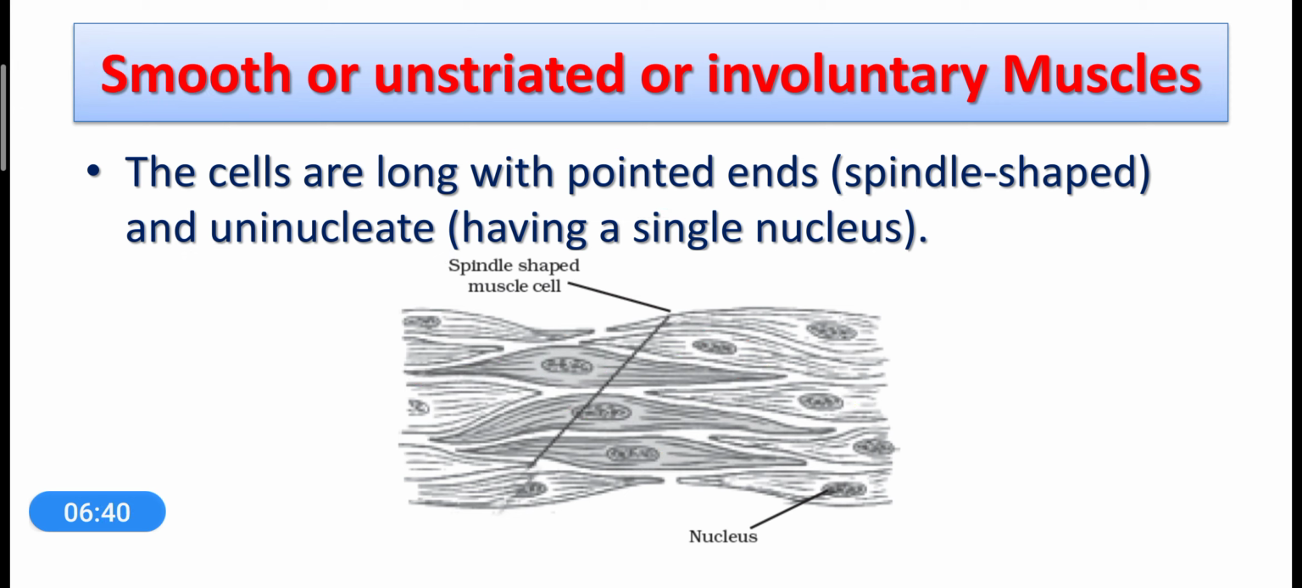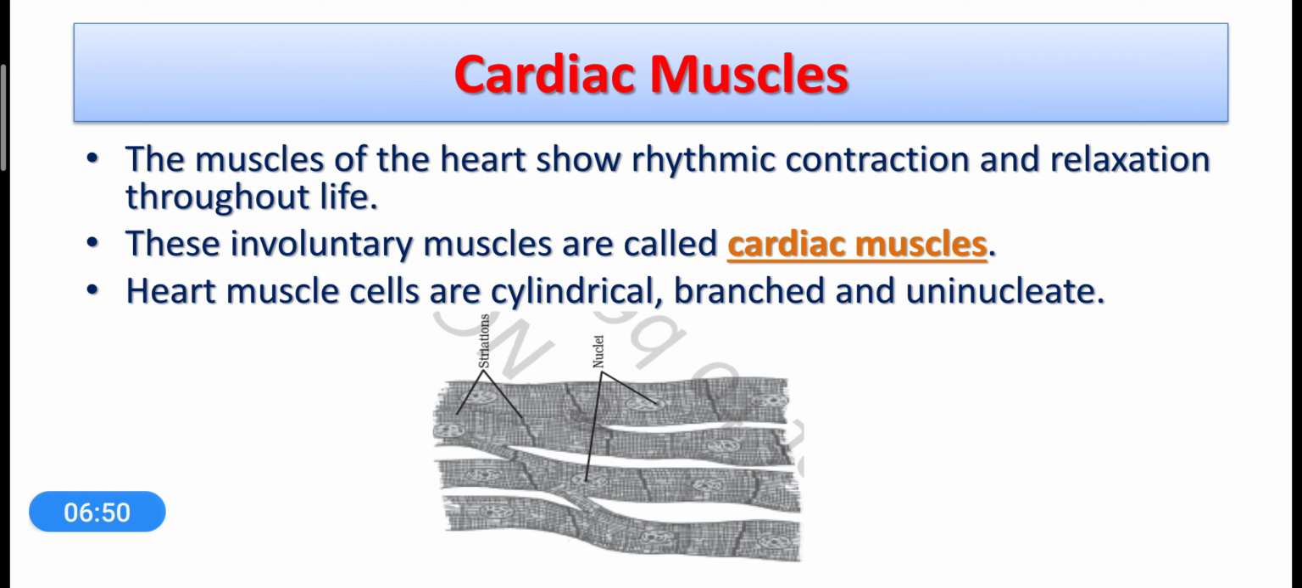So there are two features. One is that the shape is spindle shaped, and the other is that they have only one nucleus, that means they are uninucleated. Okay, now let's move on to the cardiac muscles.